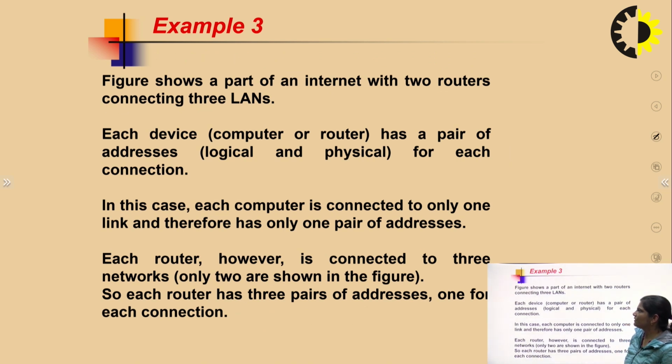Now second, we are taking this example of a part of an internet with 2 routers connecting 3 LANs, meaning 2 routers are there in a network and 3 LANs are connected with these 2 routers. Now each device, computer or router, has a pair of addresses, logical and physical address, for each connection. In this case each computer is connected to only one link and therefore has only one pair of addresses. Each router, however, is connected to 3 networks, only 2 are shown in the figure, and so each router has 3 pairs of addressing, one for each connection.